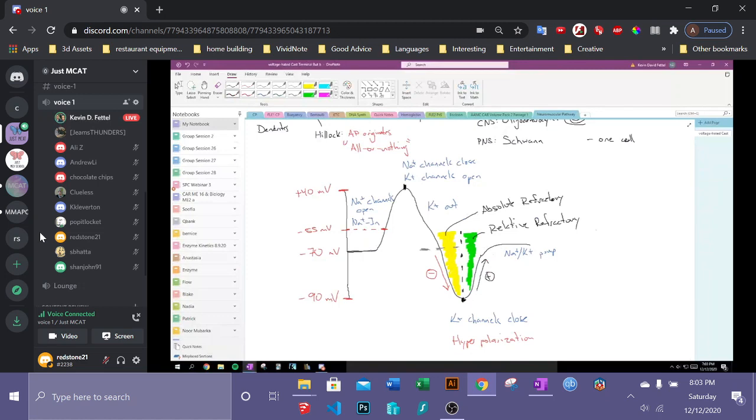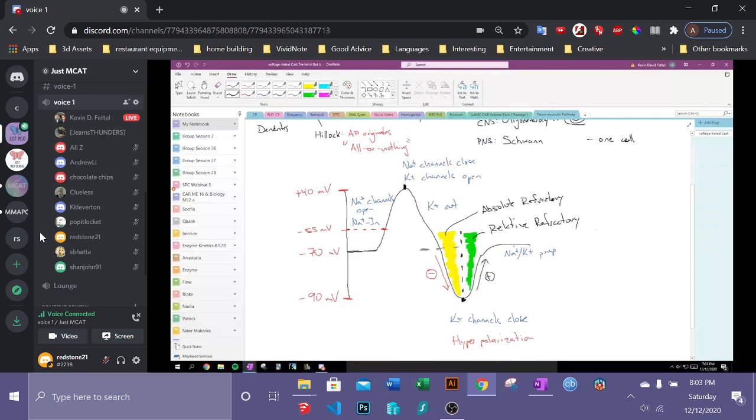I think there's two questions here. I'll try my best. And if somebody wants to have any input here, maybe they can have a better explanation than I do. So the first question is, why is it that potassium is moving out of the cell? That has to do with the fact that when the potassium channel is open, the cell is at this positive 40 millivolts, and it is trying to get back to a resting membrane potential, which is going to be at this negative 70 millivolts.